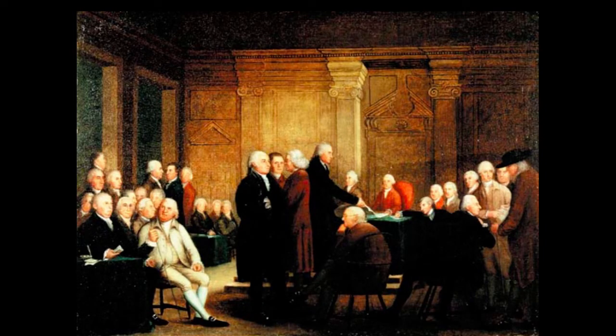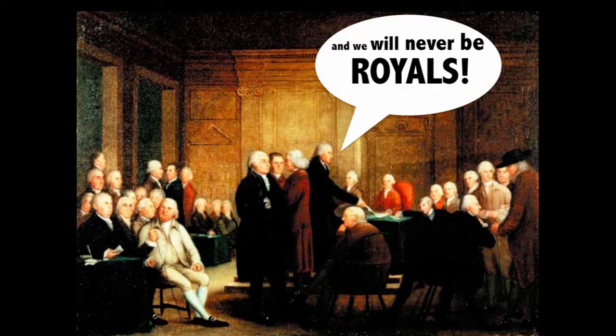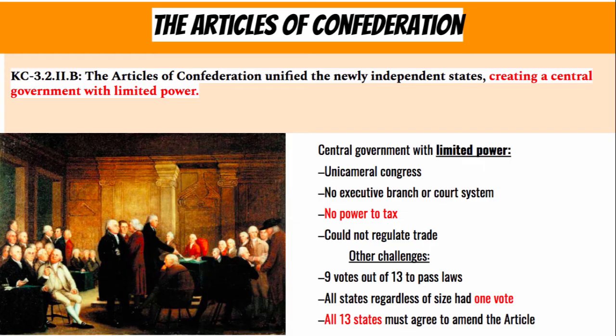Remember, when the Second Continental Congress was creating the new nation, they were really worried about creating a government with too much power, which is what they saw England as having. So they created a central government with limited power. They had a unicameral Congress, one house, no executive branch, no court system, no president, and no power to tax. This is going to be very important. And they could not regulate trade.